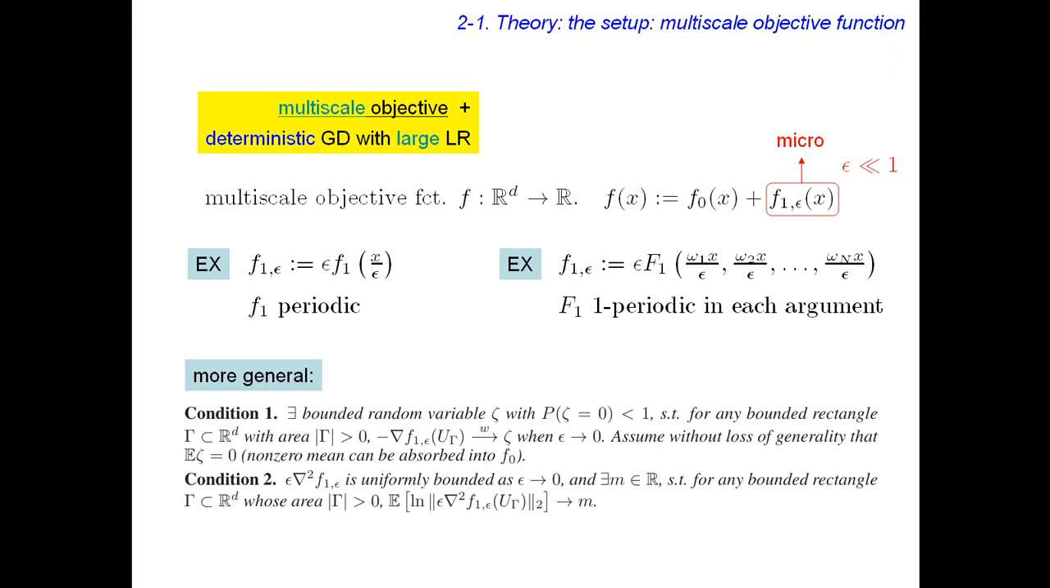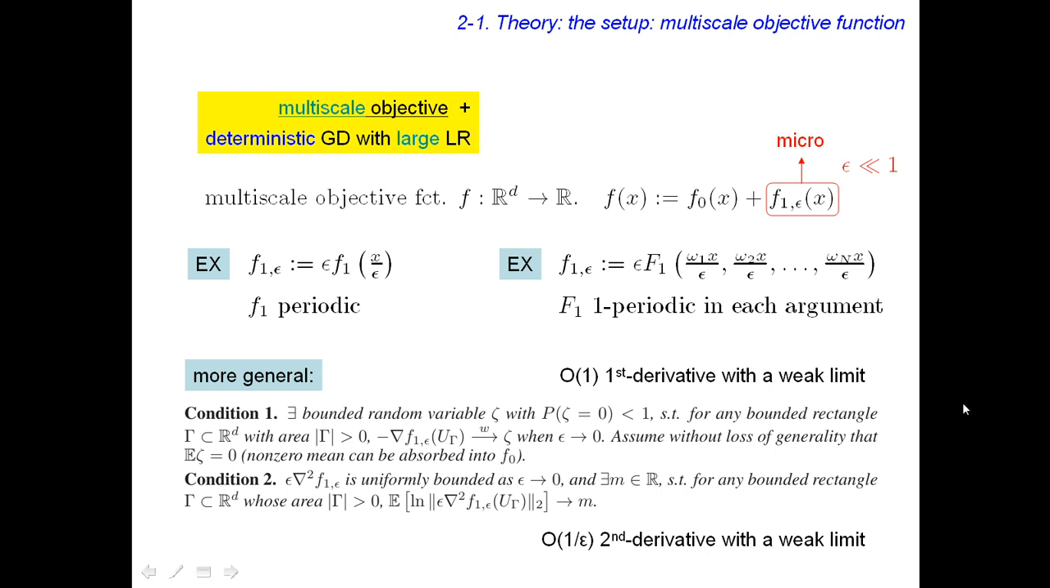In fact, our theory requires less than those examples. Our conditions are more general. They are a bit technical, but roughly speaking, I first require an O(1) first-order derivative with a weak limit. More precisely, I look at the microscopic gradient, and I evaluate it at a uniformly distributed random variable along a fixed set. And then I let epsilon go to 0, and if there is a weak limit, if there is a limiting random variable, then condition 1 is satisfied.